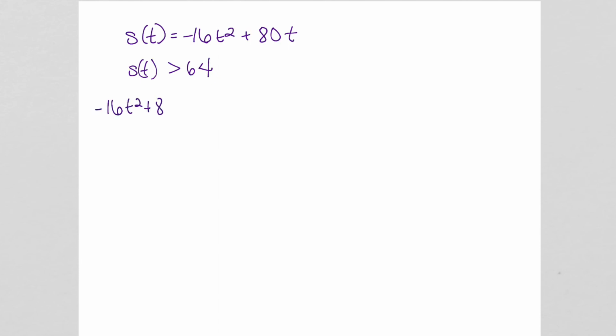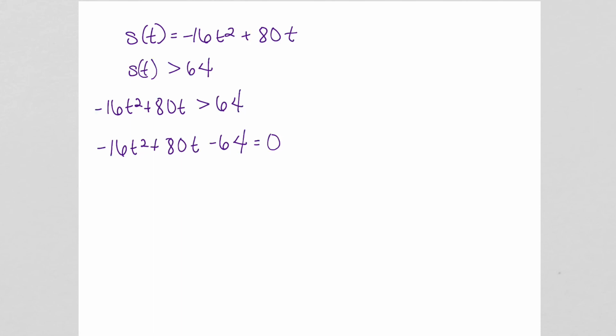So, our function was S of t equals negative 16t squared plus 80t. And we want S of t to be greater than 64 feet. So we'll say negative 16t squared plus 80t has to be greater than 64. And then to solve from there, subtract 64 from both sides, set equal to 0. So negative 16t squared plus 80t minus 64 equals 0.